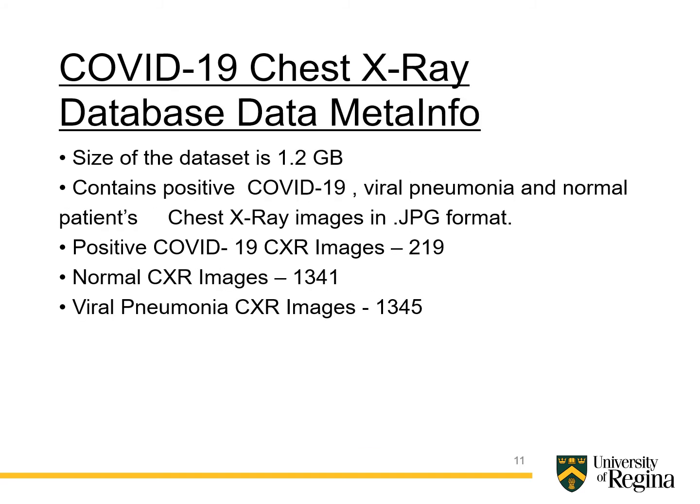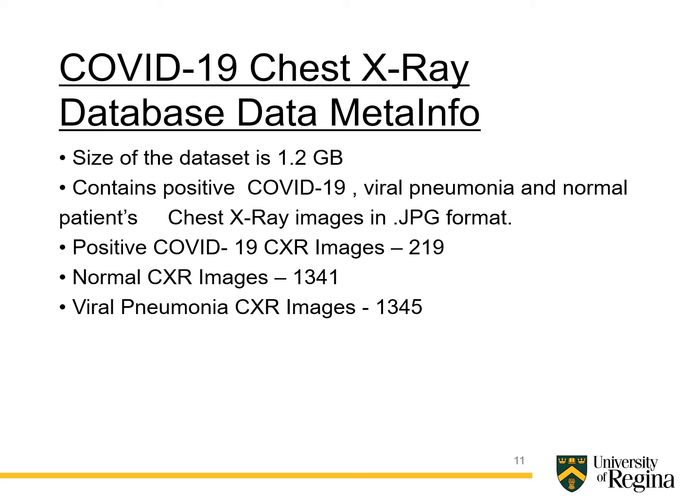The other dataset, as mentioned before, is the COVID-19 chest X-ray database. The size of this dataset is around 1.2 GB. It consists mainly of X-ray images of viral pneumonia, positive COVID-19 patients, and even normal patients. All of them are in .jpg format, and it contains around 219 X-rays of positive COVID-19, 1341 X-ray images of normal people, and also 1345 images of viral pneumonia. This data was extracted mostly from the articles that have been mentioned before.